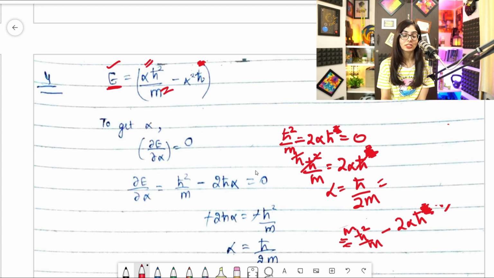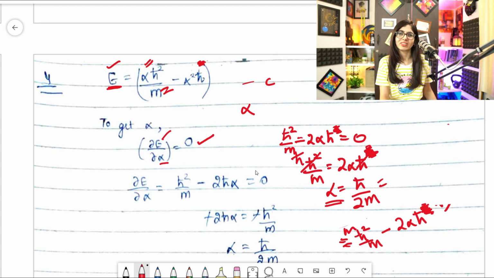Other things are the same: just differentiate with respect to alpha, equate it equal to 0, and then find out the value of the variational parameter, whether it is in the form of alpha. They can give it in terms of c, like their favorite is c. Basically they always give in terms of c, beta and gamma, anything can be there. Don't get scared. Clear? So this is how this question is done.